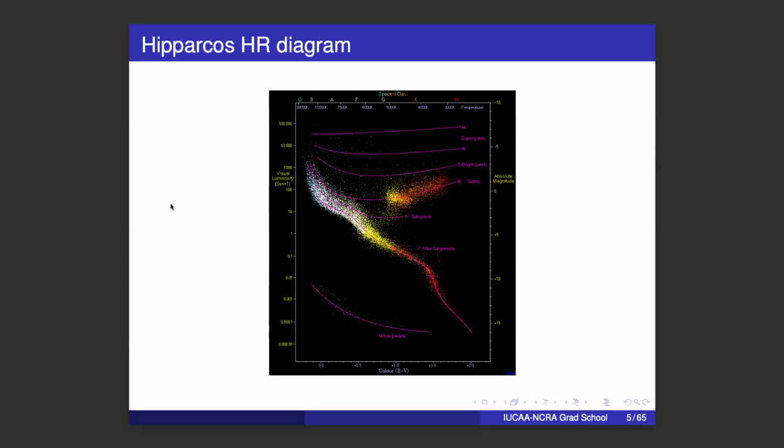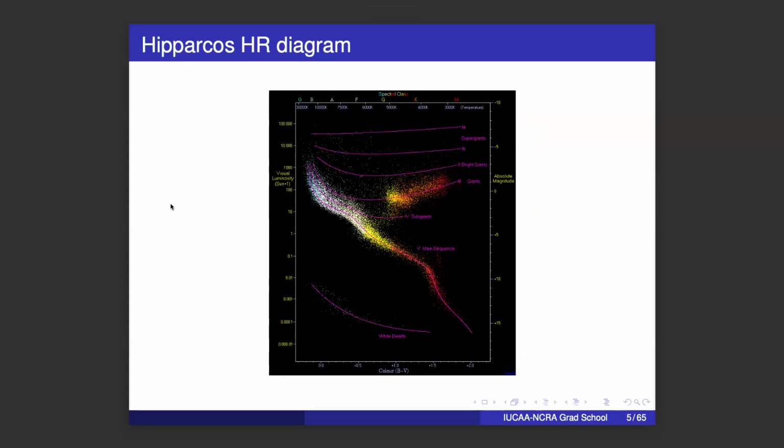But so this is another version of the HR diagram. This is the Hipparcos HR diagram. So Hipparcos was an astrometric satellite that was launched about 40 years ago now. And it, for the first time, measured parallaxes to reasonably good accuracy. Before that, parallaxes were very bad.